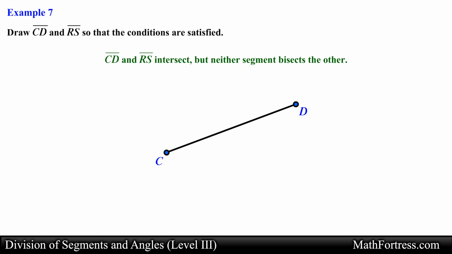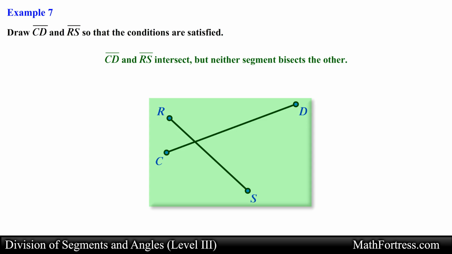Next, we need to draw segment RS intersecting segment CD, making sure that this intersection does not bisect either of these 2 line segments. We can show this by not drawing any tick marks in the diagram. So the following diagram is one of many possible drawings that satisfy the conditions. Let's take a look at the next condition.